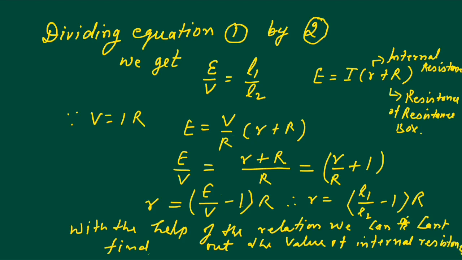So this is all about the internal resistance of a cell. How can we find out the internal resistance of the cell using the potentiometer?